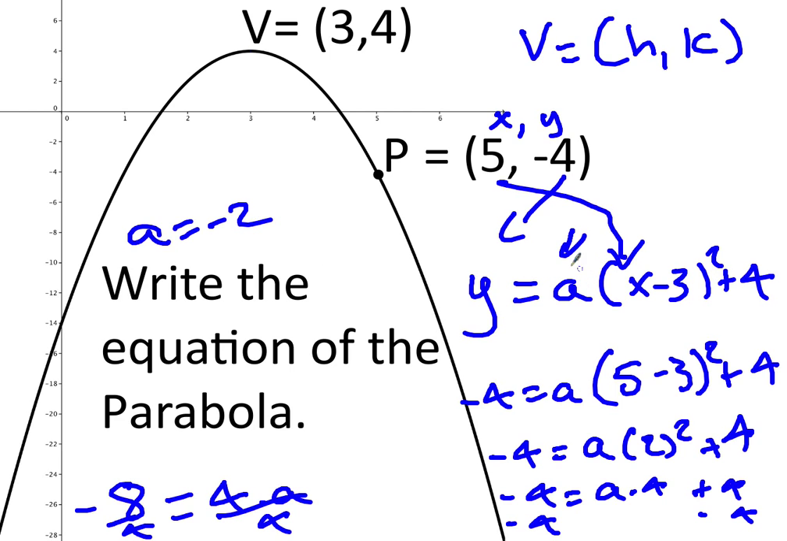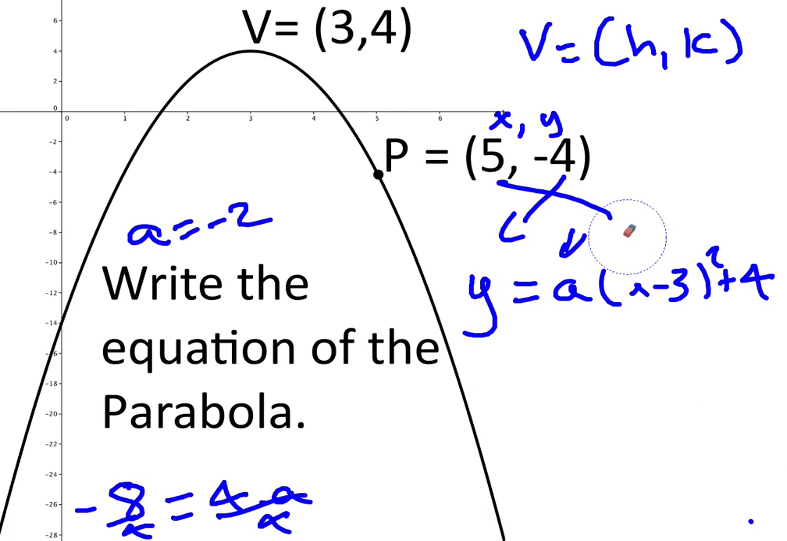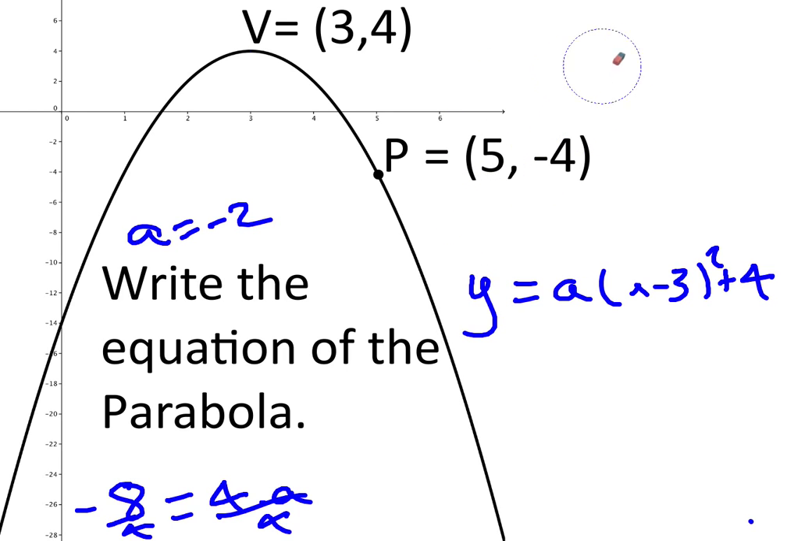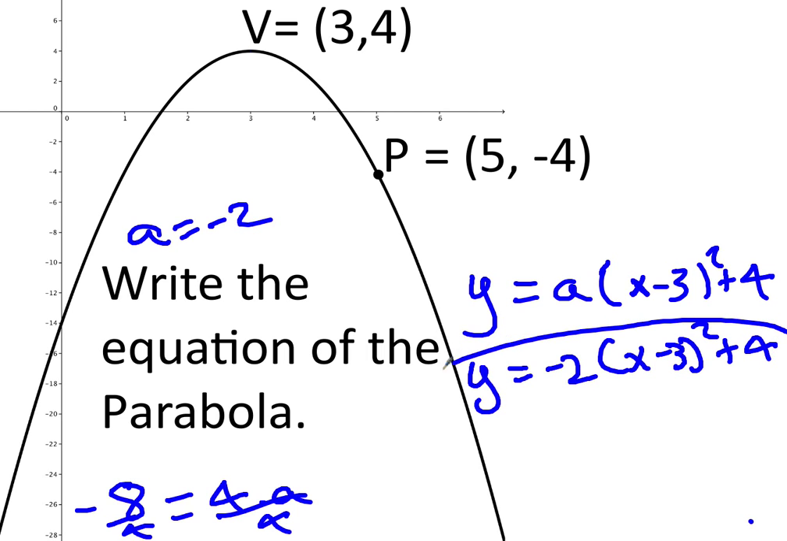So now I can plug that back in over here. Let me erase all these lines and squiggles and crazy stuff. Alright, so I had a is equal to x minus 3 squared plus 4. Now I know my a value, so I can just plug that in. So here's my equation of this graph. So I plugged in the 3 and the 4 from my vertex, that's my h and my k, and I used my point to plug in for x and y to find my a value.